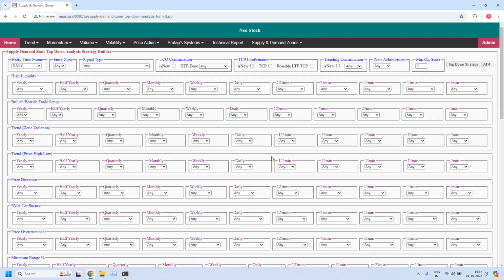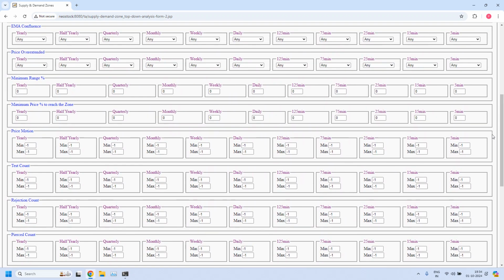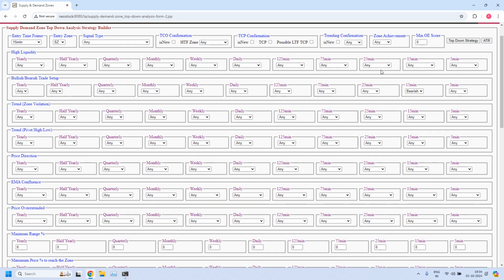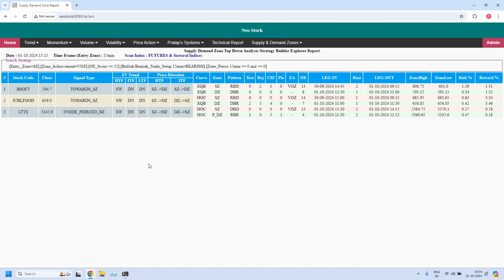So next let us look for bearish trade setup for daily income trade, that is entry time frame 15 minutes, entry zone, supply zone. In bullish or bearish trade setup at 15 minutes I am selecting bearish, and this 15 minute supply zone should not be pierced. So in the pierced count at 15 minutes time frame I am setting minimum value 0, maximum value 0, zone achievement violated opposing zone, minimum odd enhancer score is 12. All the three filters are applied to 15 minute supply zone. Let's verify. We got 3 stocks.